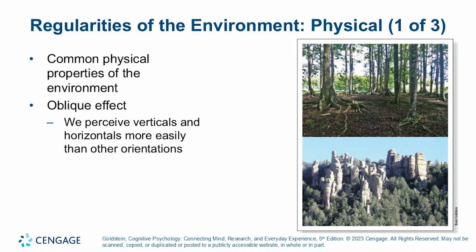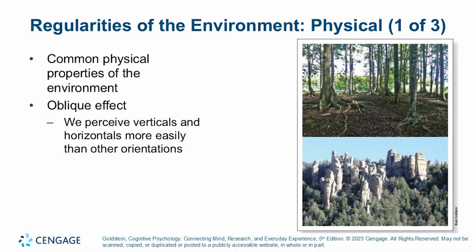Now, one such regularity is that, for example, things that are more or less horizontally or vertically aligned tend to be much more common in the environment than things that are off at various angles. And this produces the oblique effect, where the human brain is much more sensitive to stimuli that are horizontally or vertically aligned versus those that are at various diagonals.